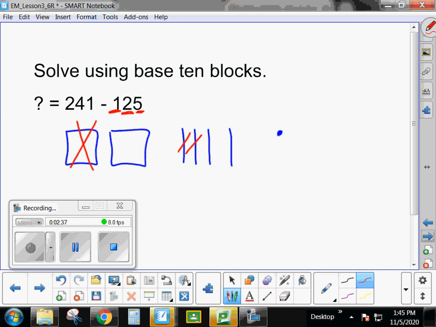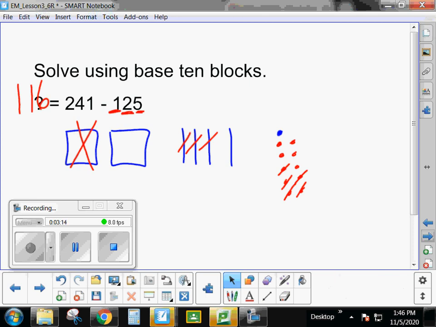Now I don't have enough ones to subtract my 5, so what am I going to do? I have to trade, right? So I'm going to trade a 10 for 10 ones. All right, and now I'm able to subtract. 1, 2, 3, 4, 5. So what am I left with? I'm left with 100. I'm left with 110. And I'm left with 6 ones. So 116 is my correct answer.